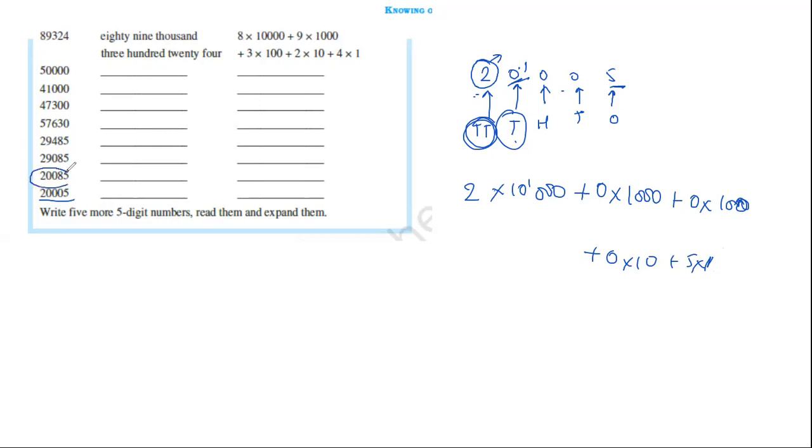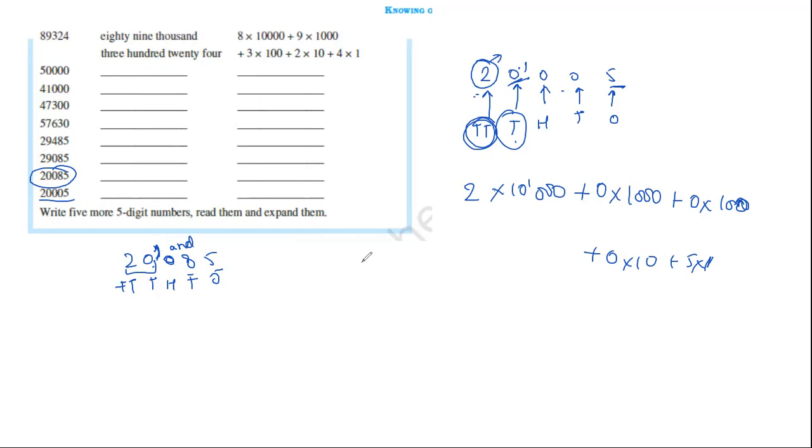Okay, one more example I'll take. This is 20085. So this is ones, tens, hundreds, thousands, ten thousands. So it is 20,000. It is 10,000. That means we'll have to put 2 digits. 20,000. 0 will not count. I'll say 20,085. 20,085.